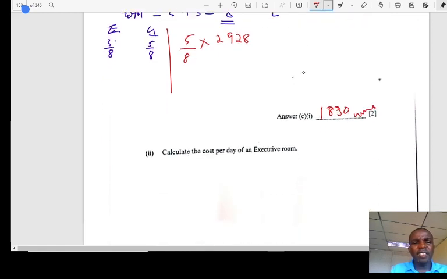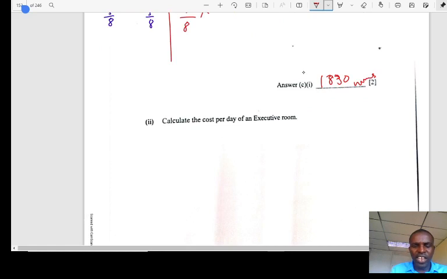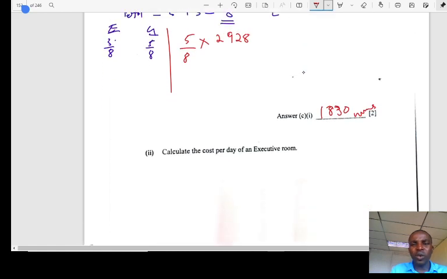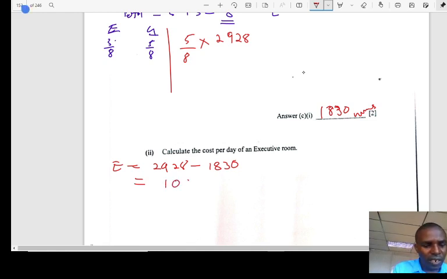Rooms. Then next, calculate the cost per day of an executive room. How many executive rooms do we have? We still have to calculate them. We have found that general rooms are 1830. So let's calculate first how many executive rooms we have. Executive rooms is equal to total number of rooms 2928 minus general rooms 1830. Then you can subtract. It's 1098. So these are executive rooms, right?